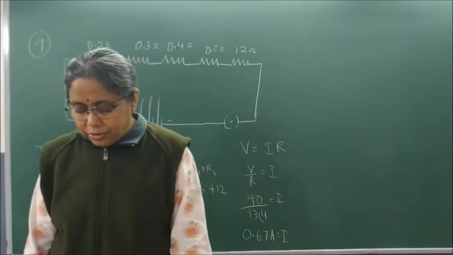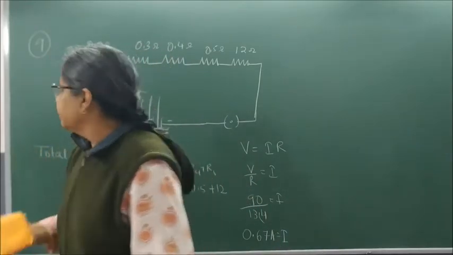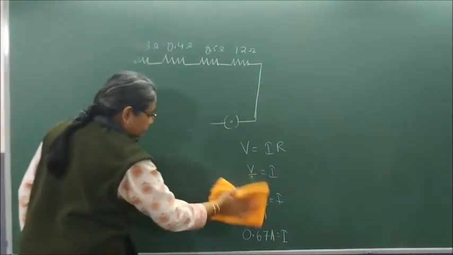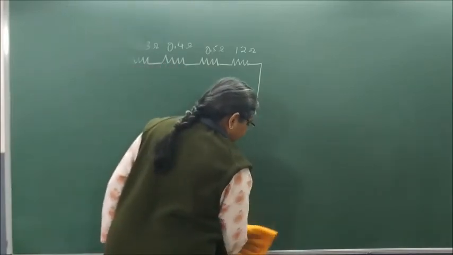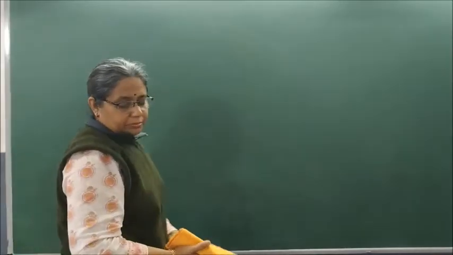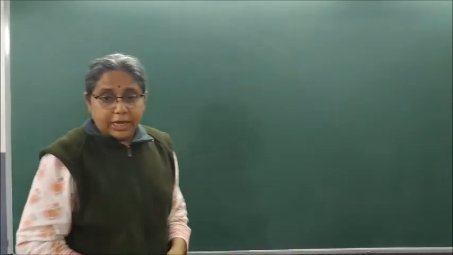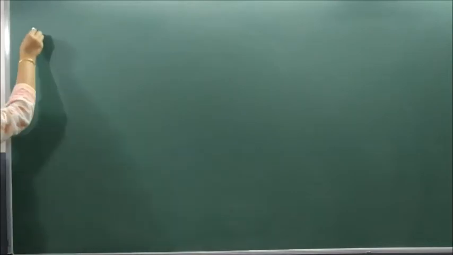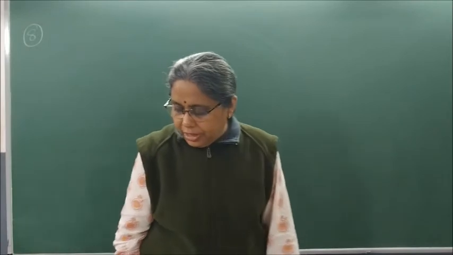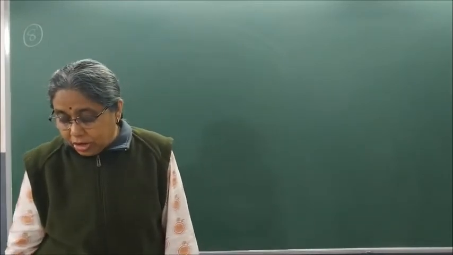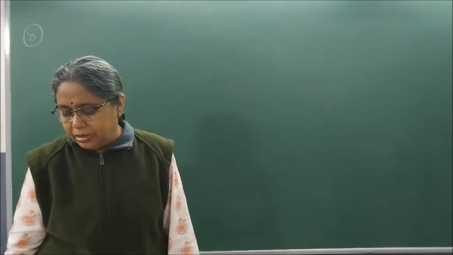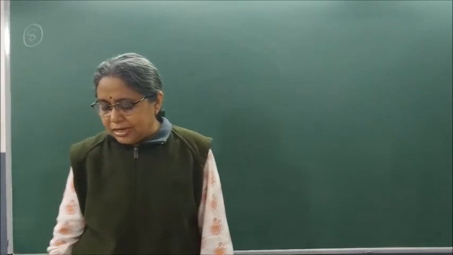Okay, now we will go to the 8th problem. The 8th problem says, when a 12 volt battery is connected in series to an unknown resistor, there is a current of 2.5 milliampere in the circuit. Find the value of the resistance of the resistor.